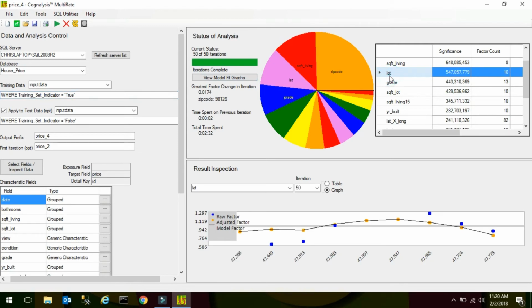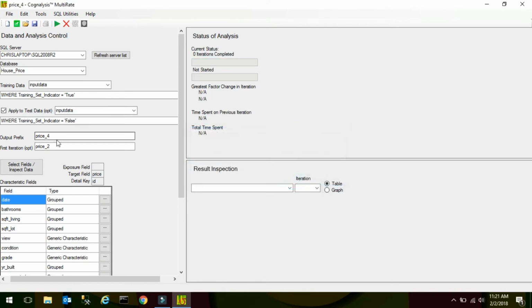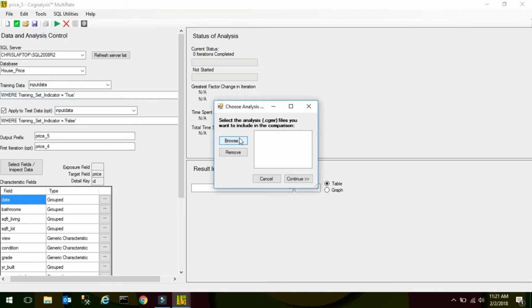If we get latitude out, we might be missing something that we're picking up because of the smoothing, and additional credibility we get. But let's test it. Let's get rid of that one too. And so we'll trim characteristics, and we'll call that price 5 and have that based on price 4. And we could kick that off. Again, I've already done that, so let's just compare it in the comparison tool.